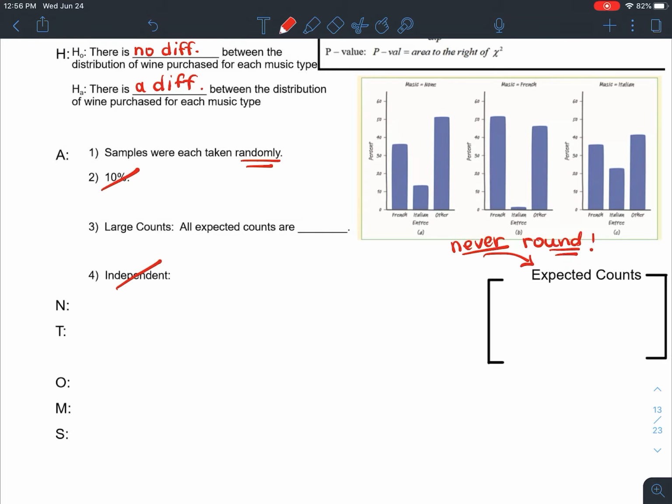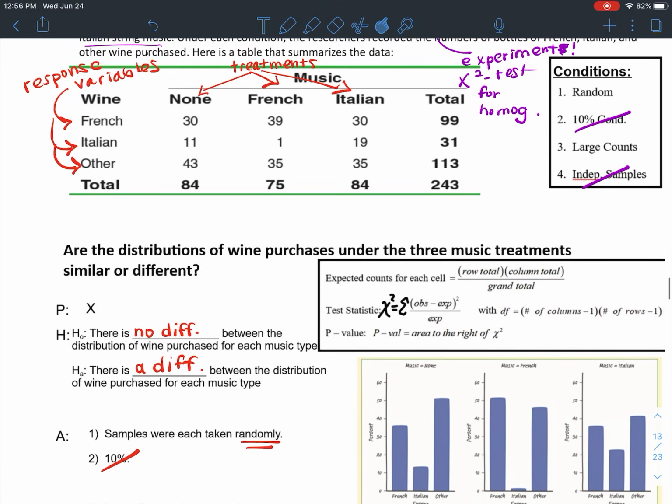Okay, never round this. So if it's a decimal, we're going to carry that out to at least a few places. Don't round it up to the nearest whole number. Okay, the formula is row total times column total divided by grand total.